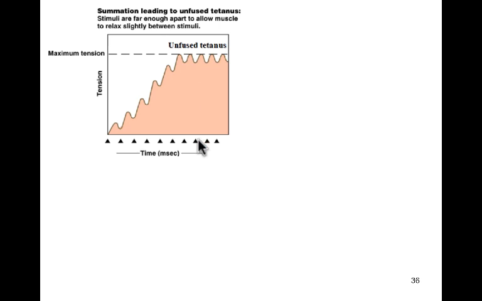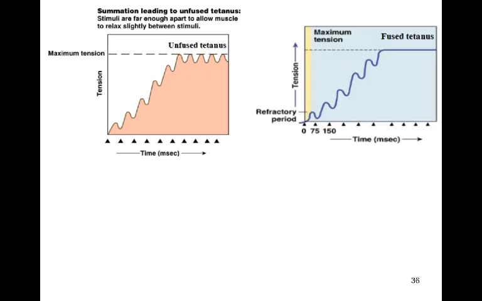However, if you bring this stimulation close enough that the muscle doesn't get a chance to relax at all, you're going to reach the maximum but without any relaxation or break. That is called fused tetanus. So realize fused tetanus and unfused tetanus are different in a sense that fused tetanus does not allow any relaxation, but in unfused tetanus, there is going to be some relaxation in between.